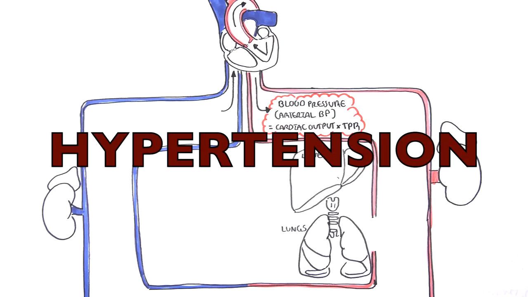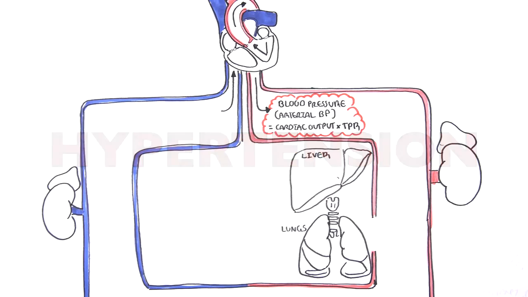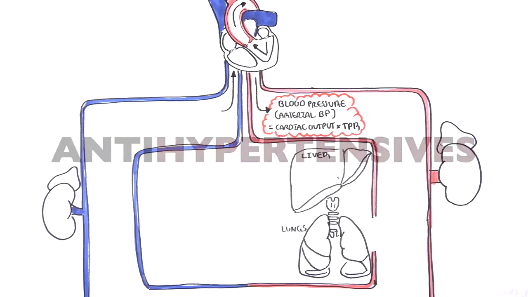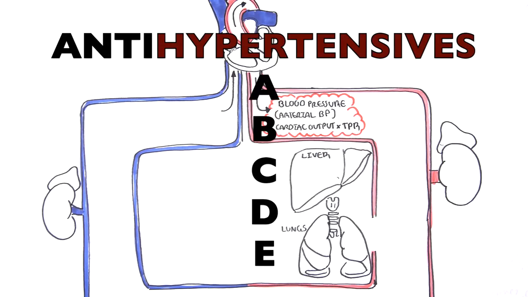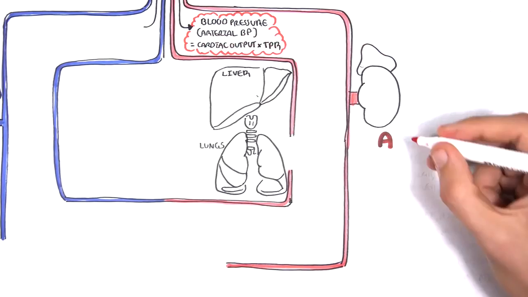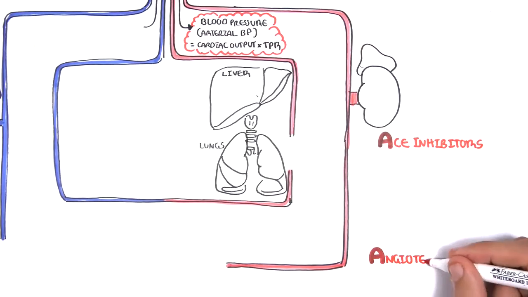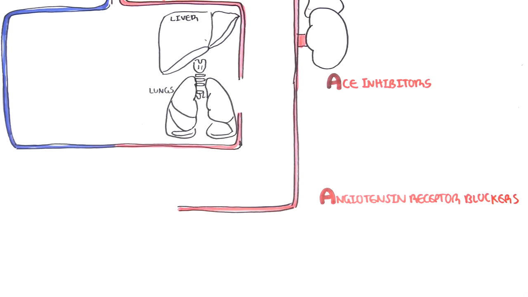Hypertension means high blood pressure. Many things can cause hypertension. Persistent, untreated, or unmanaged hypertension can have serious consequences. One way to treat hypertension is by using antihypertensives, or medication to treat hypertension. These medications can be remembered by the alphabet, so A, B, C, D, and E. Let's begin by looking at A. A includes ACE inhibitors, angiotensin receptor blockers, and alpha-1 receptor blockers.